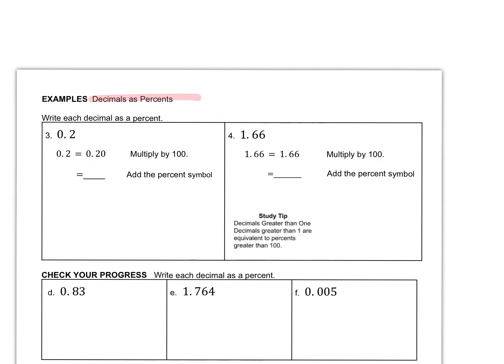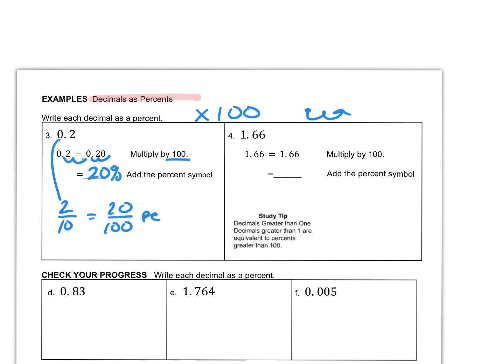All right, decimals to percent. So now just the opposite way. We're going to multiply by 100, which is move our decimal 2 places to the right. So we multiply by 100, which means we move it 2 places. So we add a percent symbol. So our decimal moved, and now this is 20%. It's also the same as 2 tenths, which is the same as 20 hundredths, which again is 20 per 100, or 20%. Multiplying by 100, move our decimal 2 places to the right.